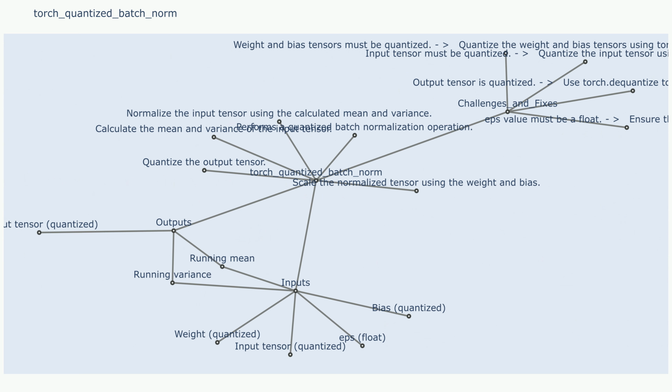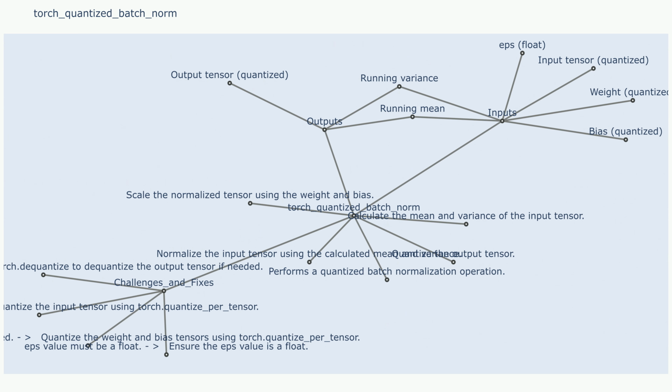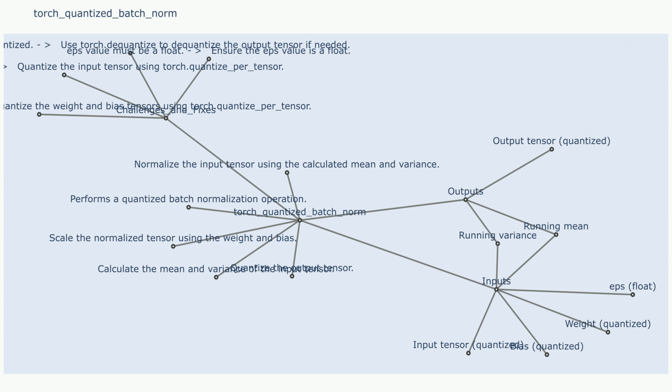Challenges and fixes. Challenge 1: quantization can lead to a loss of precision, which can result in a decrease in the accuracy of the model. Sample use case that resulted in Challenge 1: the use of quantized batch normalization in a model trained on a dataset with a large number of classes.